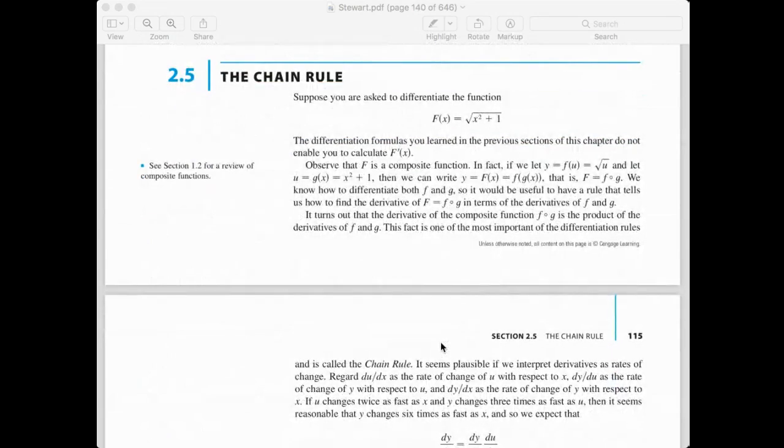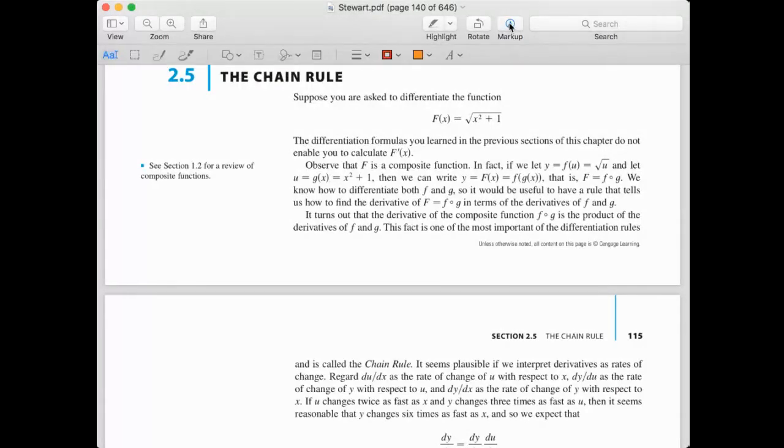And today we're going to talk about chain rule. So what does chain rule do? Chain rule is saying we know how to take a derivative.